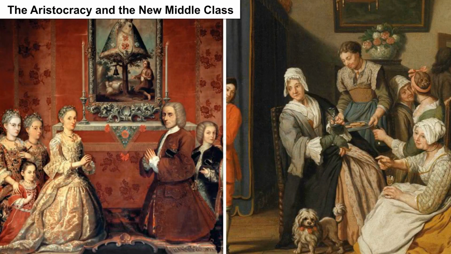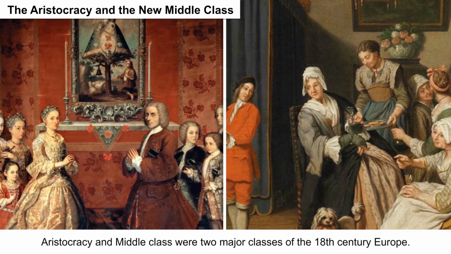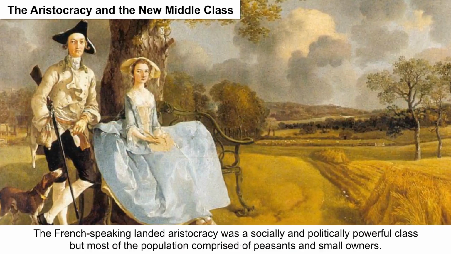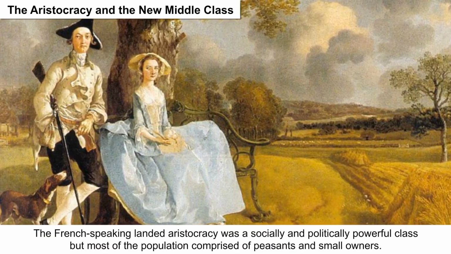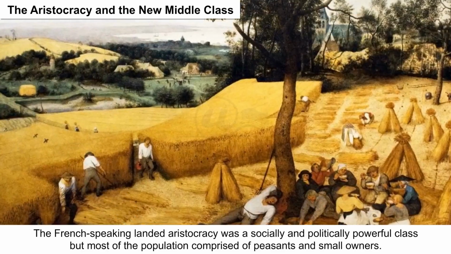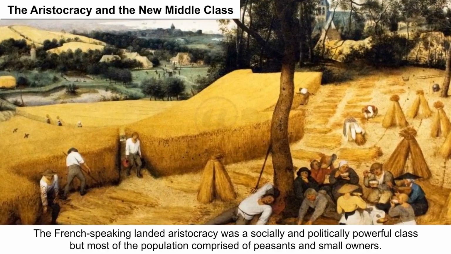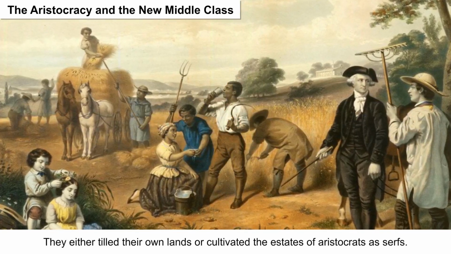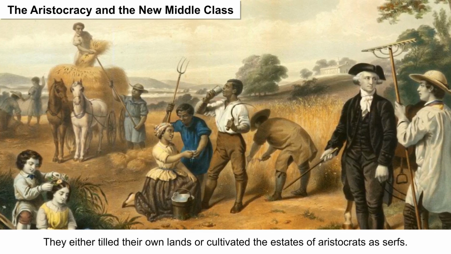The aristocracy and the new middle class. Aristocracy and middle class were two major classes of 18th century Europe. The French-speaking landed aristocracy was a socially and politically powerful class, but most of the population comprised peasants and small owners. They either tilled their own lands or cultivated the estates of aristocrats as serfs.